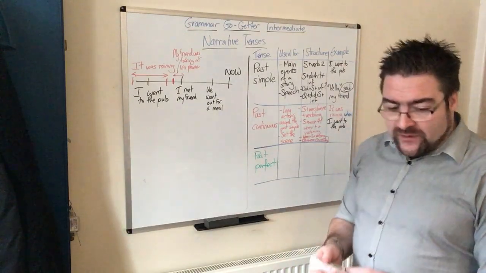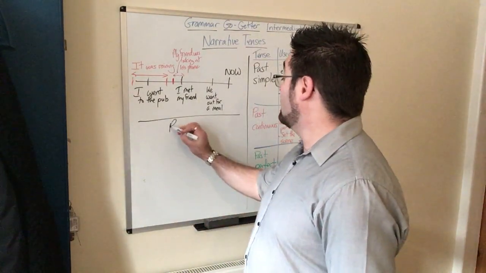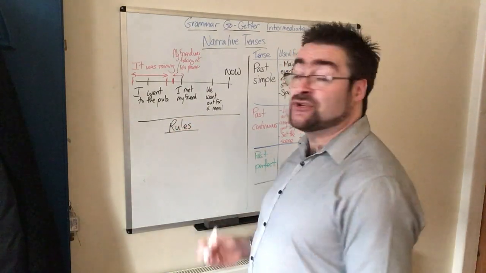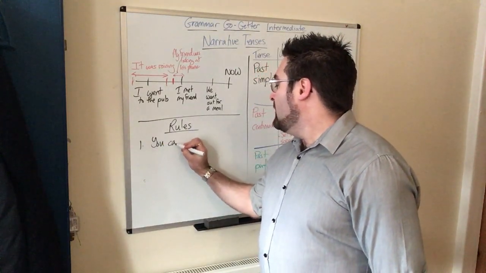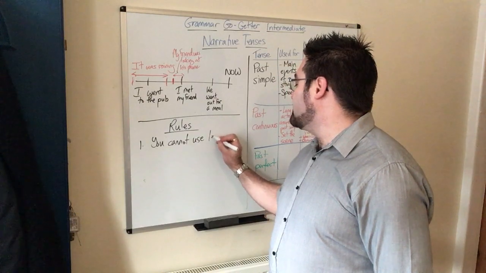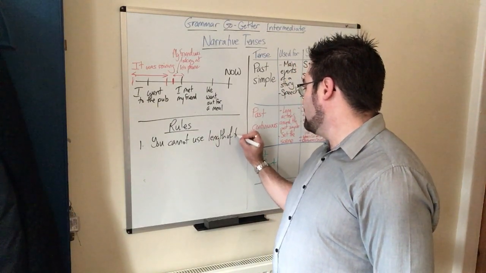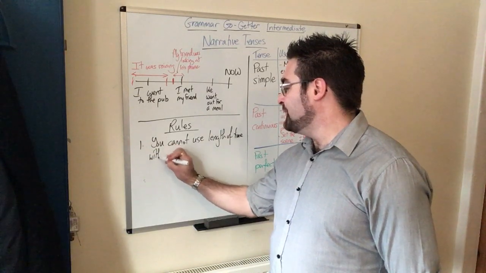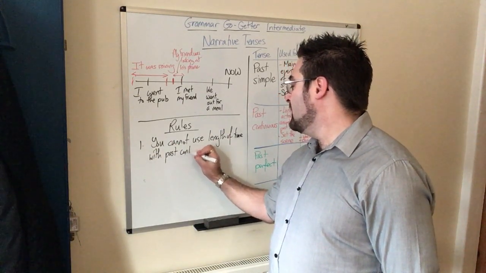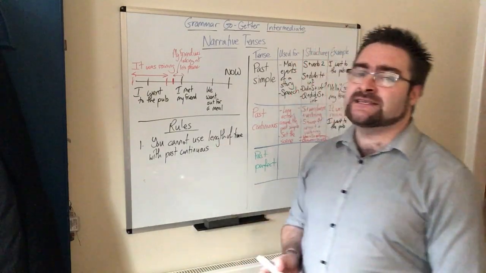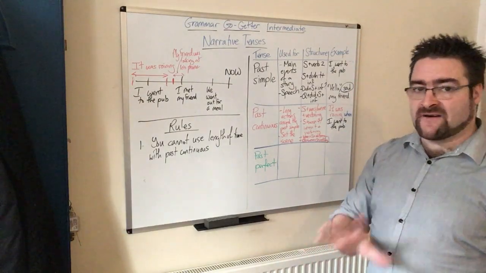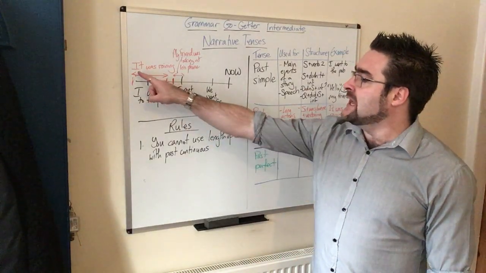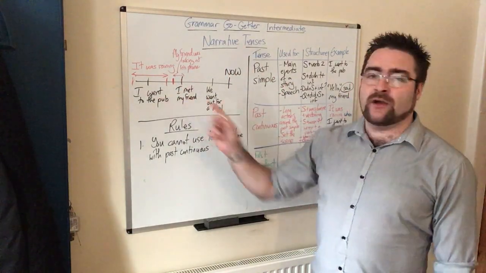Okay, one more thing before we go. There's a couple of extra rules about the past continuous that are really, really important. Number one, you cannot use length of time with past continuous. Now what I mean by that is we can say I lived in Spain for 9 months. That's fine. But we cannot say something like, it was raining for 20 minutes when I went to the pub.